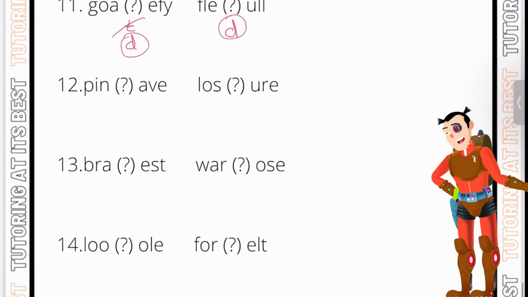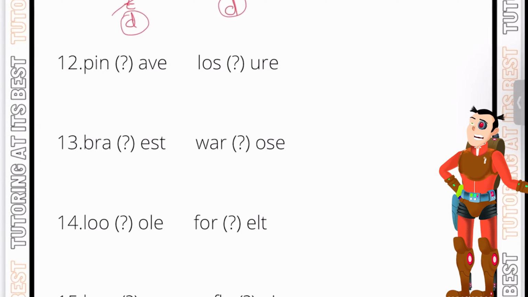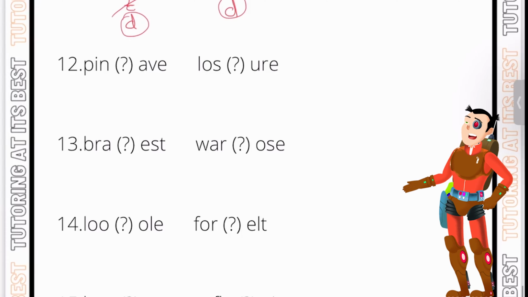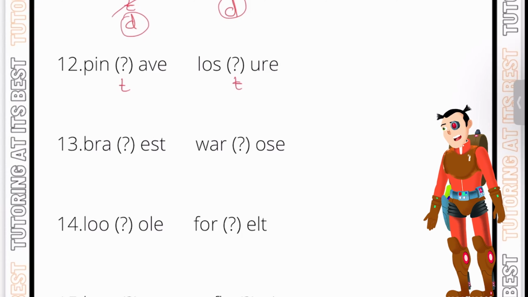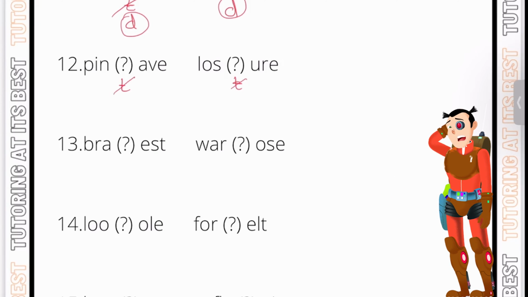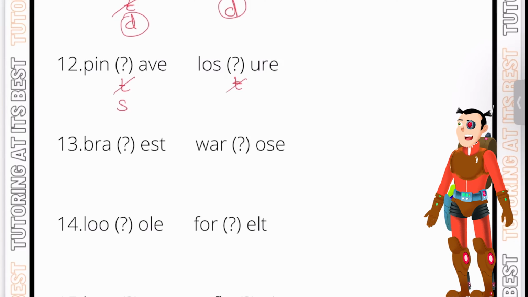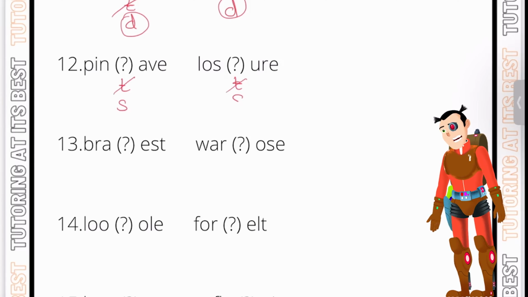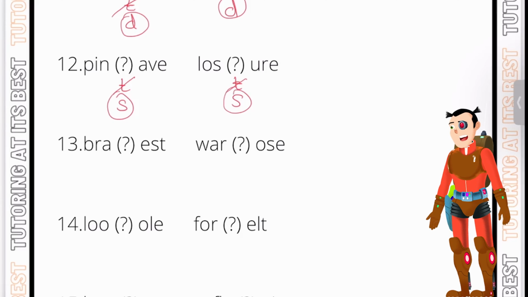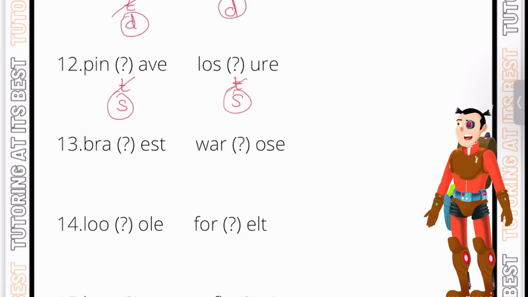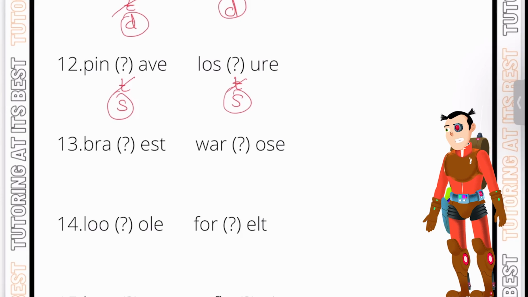Okay, question 12. We've got pin. So could it be pint? But does tave make sense? Well, we know lost makes sense, but it doesn't work for the second word, so we can cross that out. What about the letter S? We've got pins, save, loss, and shore. Amazing, that works out. So I hope you're seeing how I'm going through these questions, finding a letter, checking to see if it works, and then moving on.